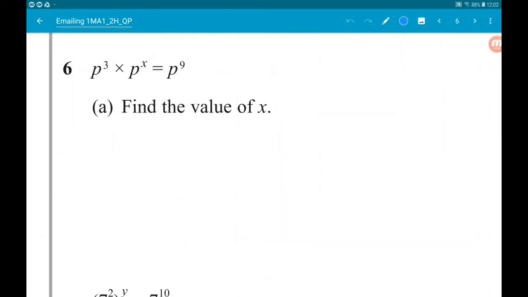Okay, number 6, we have some indices fun, so 2 1 markers and 1 2 marker. So we are told p to the power 3 times p to the power x is p to the power 9. Part A, find the value of x. Okay, so my indices playlist is linked down below. So, by the rules of indices, if we multiply p to the 3 by p to the x, we get p to the 3 and x is equal to p to the power of 9.